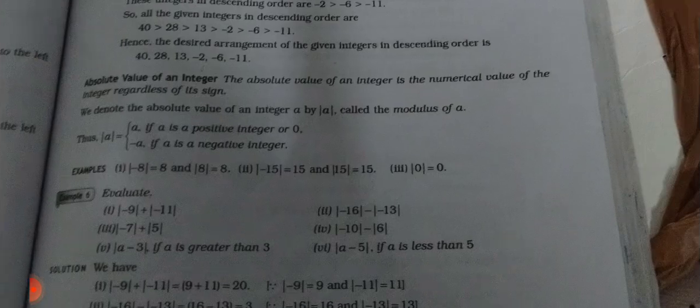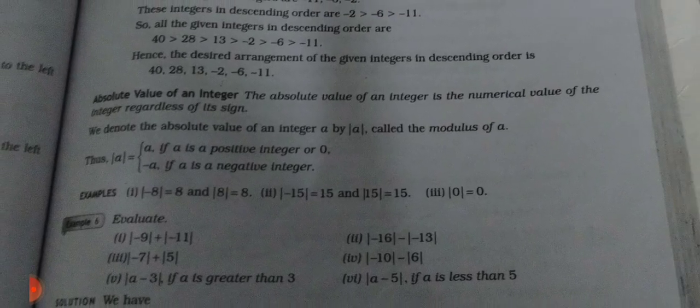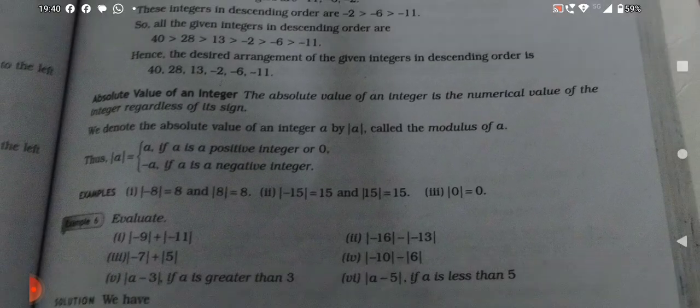Absolute value of an integer. The absolute value of an integer is the numerical value of the integer regardless of its sign. We denote the absolute value of an integer a by |a|, called the modulus of a. Thus, |a| equals a if a is a positive integer or 0, and -a if a is a negative integer.